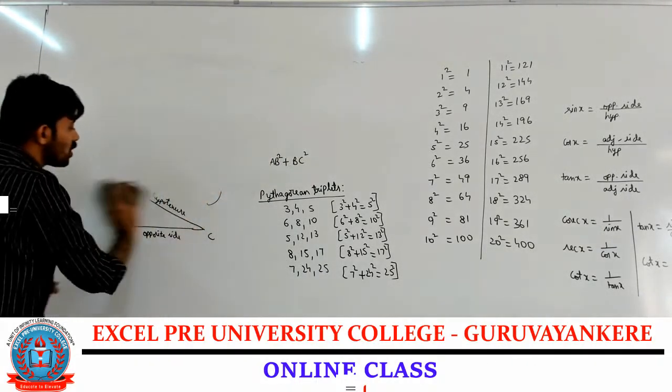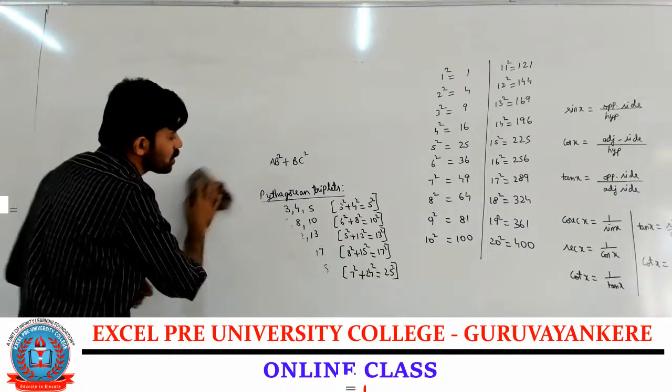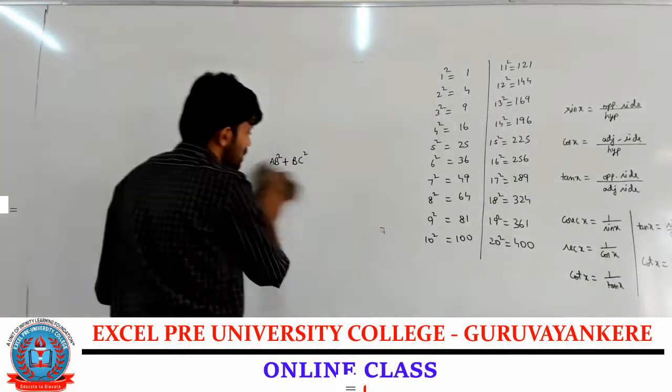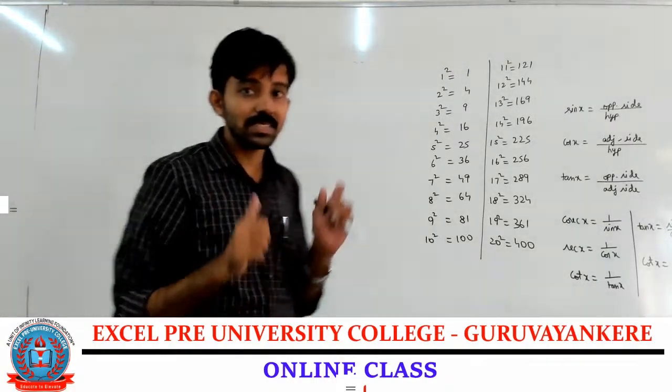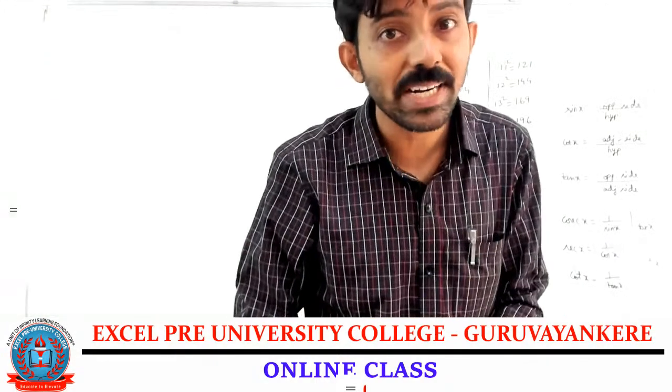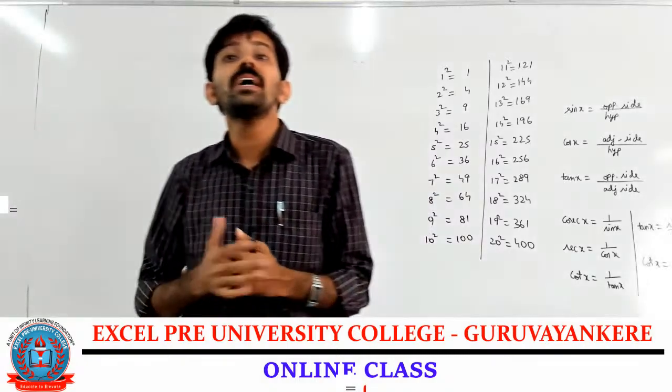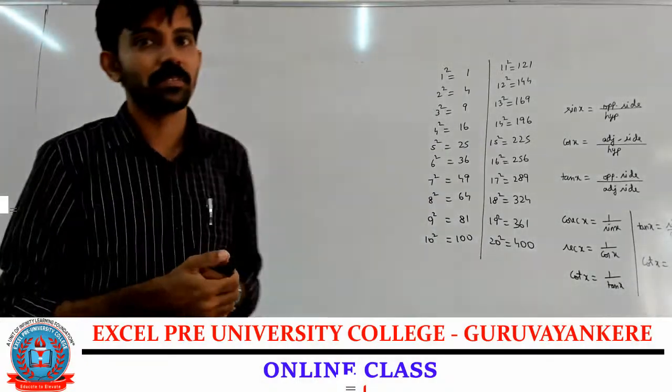If you know the value of one trigonometric function, we can write down the values of the remaining 5 trigonometric functions. Remember that there are 6 trigonometric functions.